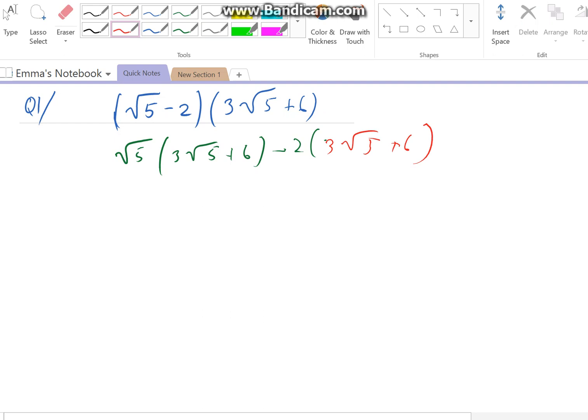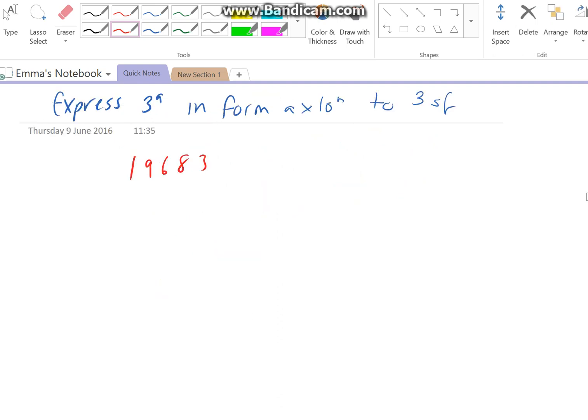Right, so into your calculator you're going to put root 5 by 3 root 5. That's just going to give you 15. Your calculator will do that for you. Plus 6 by root 5 will give you 6 root 5. Minus 2 by 3 root 5 will give you minus 6 root 5. Minus 2 by plus 6 will give you minus 12. So you're going to have 15, the 6 root 5 minus 6 root 5 cancel out each other, so your answer is 3. Very easy. So bracket on bracket you just split it like normal.